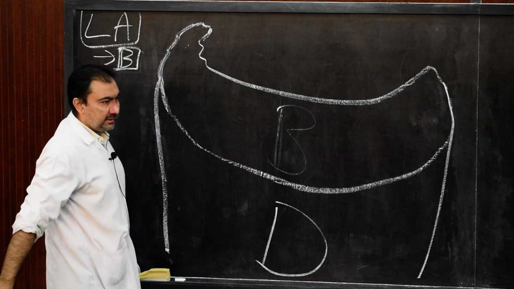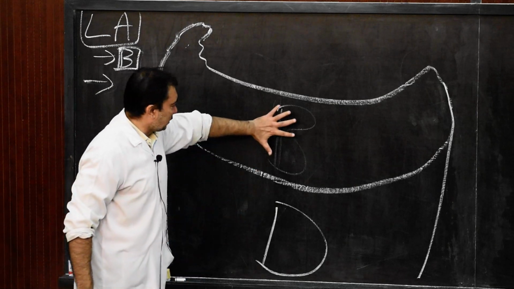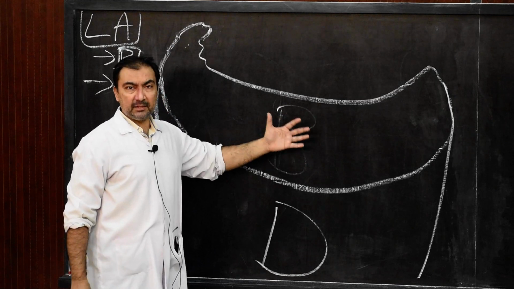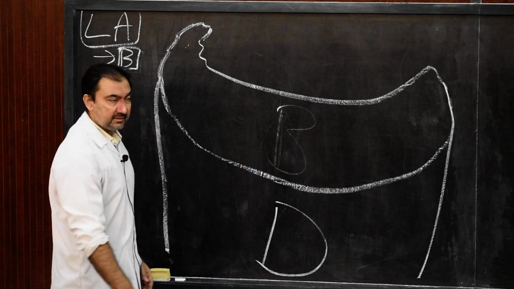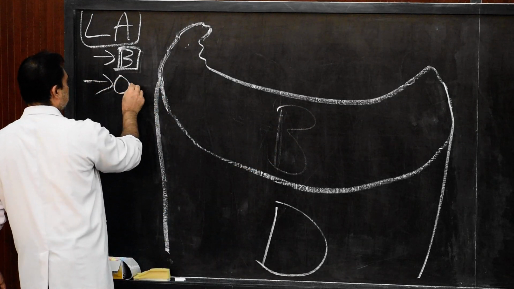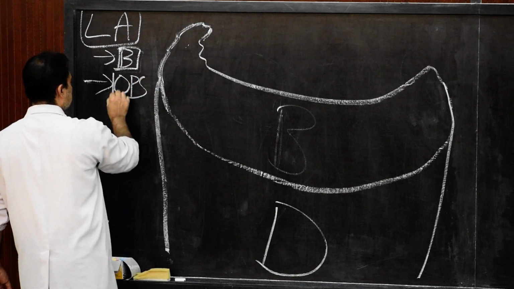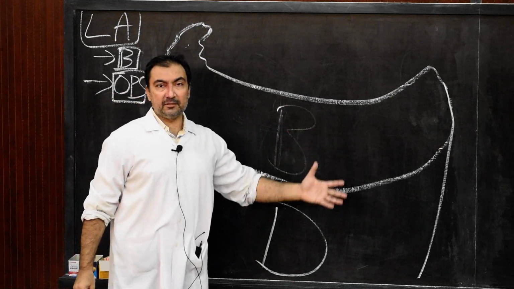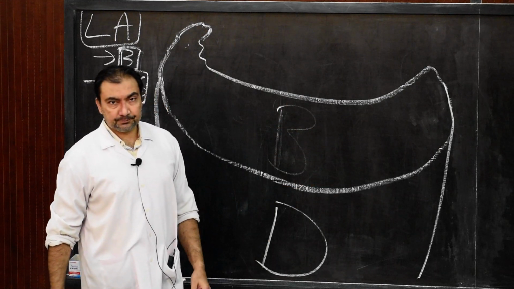Second point of left atrium will be its posterior wall, where my hand is there. Its posterior wall will form the anterior part of the oblique pericardial sinus. The posterior wall of left atrium will form the anterior part of the oblique pericardial sinus.